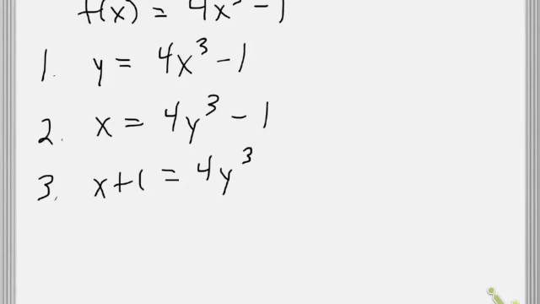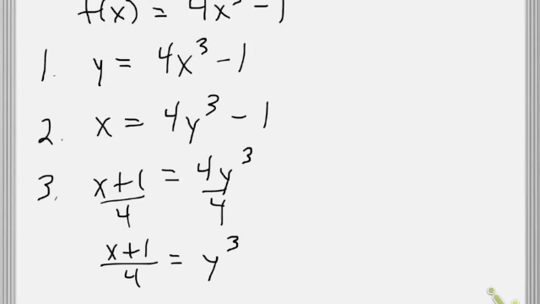Next, what do we have going on here? We have 4 times y cubed. The 4 is on the outside. So I'm going to divide both sides by 4. This gives me x plus 1 over 4 equals y cubed.